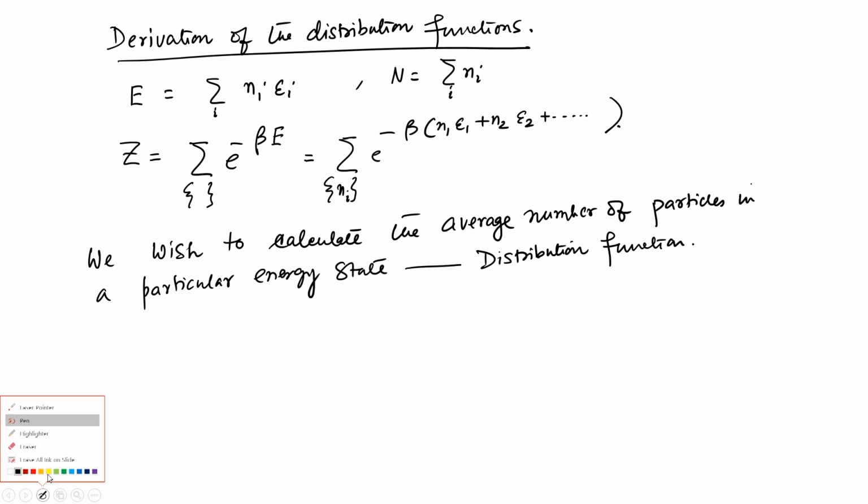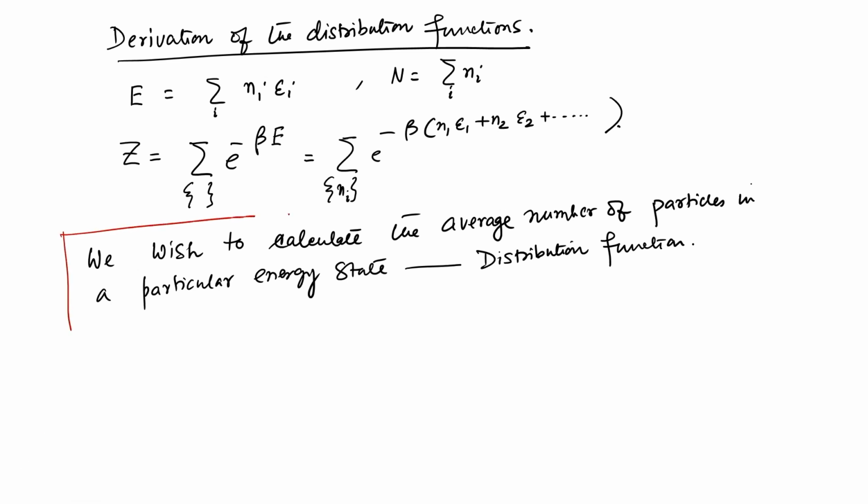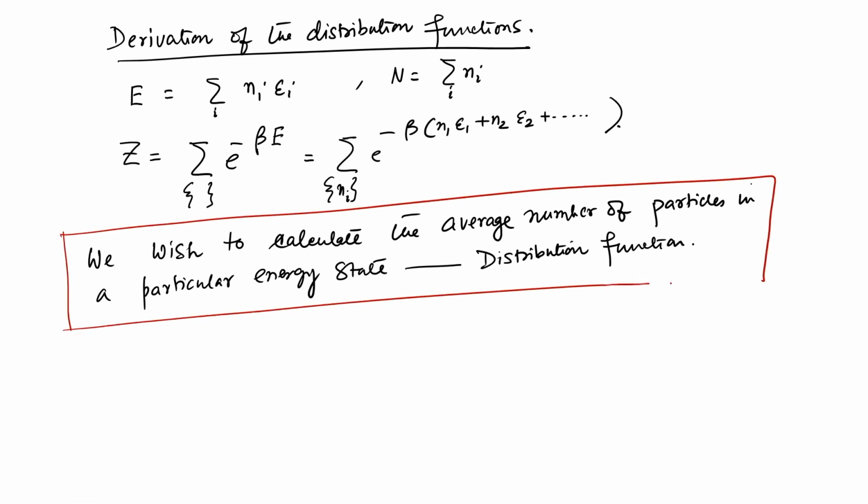Okay, so let me box it, because this is an important thing. When one talks about a distribution, what it means is that we want the average number of particles that could be there in a given energy state. That gives me an idea of the internal structure of the system, and finally that internal structure will have to be translated to something that we get experimentally by doing thermodynamics.